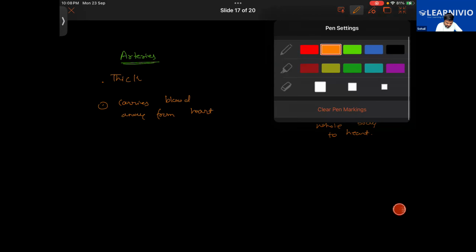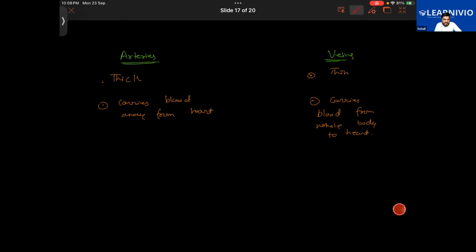That is one thing. Furthermore, let me tell you some other differences also. The blood is being pumped into the artery, so the flow of blood is at greater pressure in the arteries. Now the pressure at which the blood flows in the artery is more, while the blood flows in the veins with less pressure.